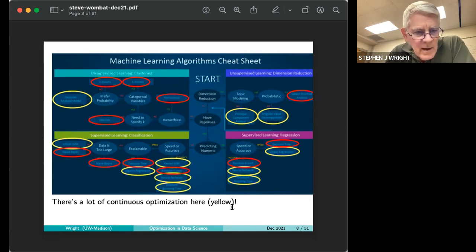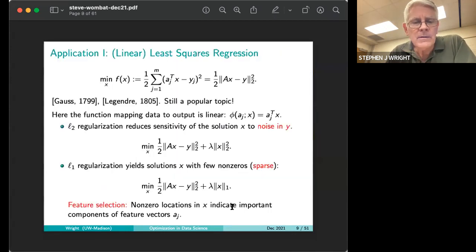And the red ones were ones that aren't necessarily optimization, but even some of those, you can formulate them as optimization problems, like random forests. Dimitris Bertsimas at MIT has a mixed integer programming formulation of random forests, for example. So even arguably, some of those are optimization problems. So the theme is that optimization really plays a very important role here.